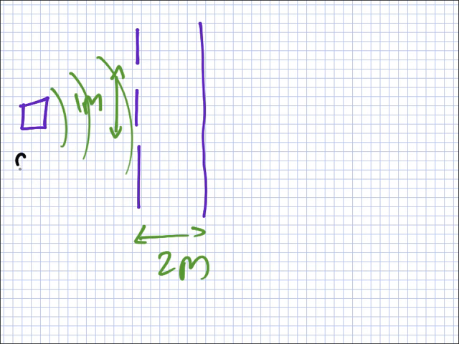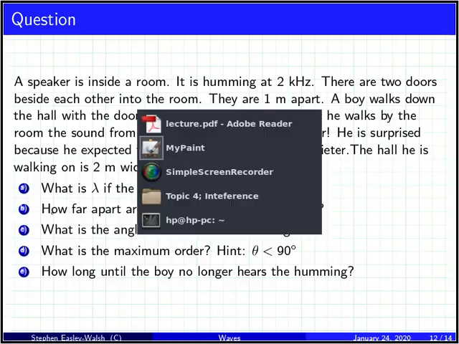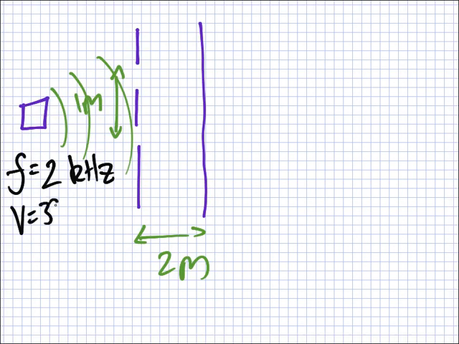And the frequency, what did we say it was? 2 kilohertz. And the speed of sound is 330 meters per second. Now what will happen here? Well, we'll get the same story, won't we? We'll get loud, quiet, then loud, but not as loud, then loud, but not as loud. Like this. Yeah?